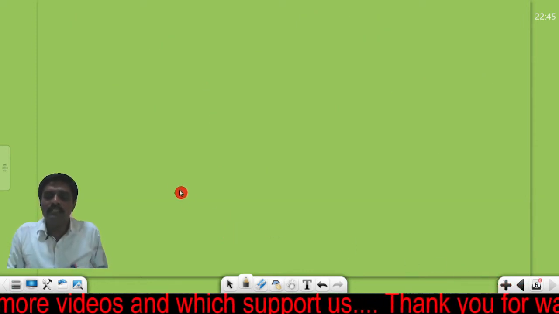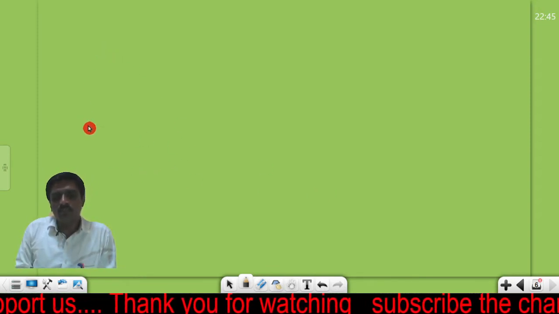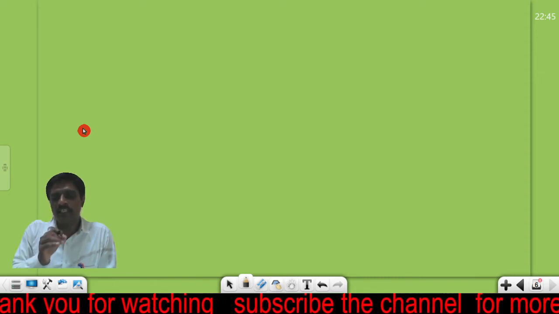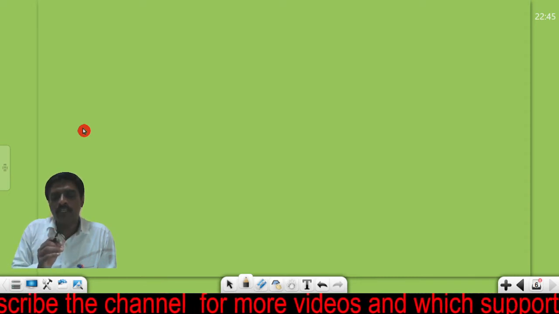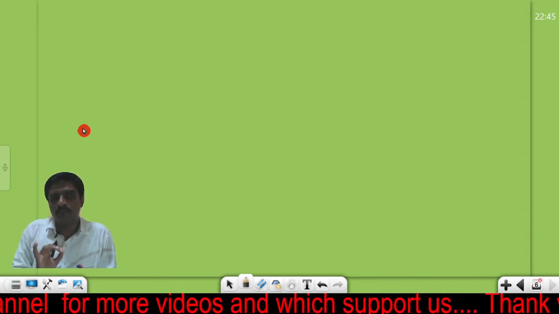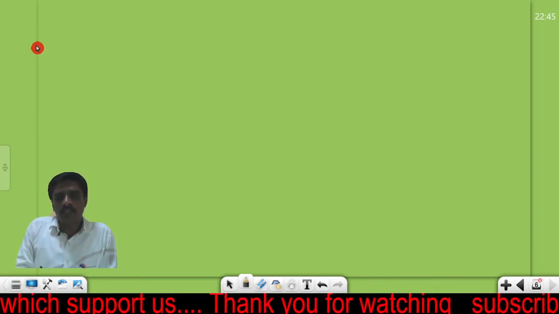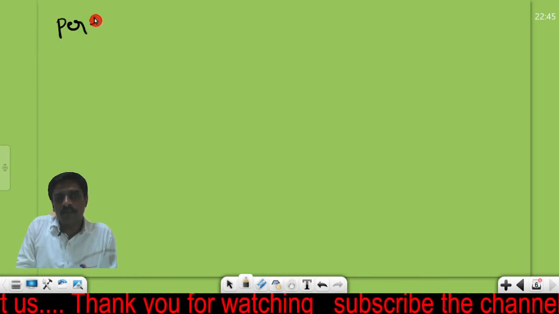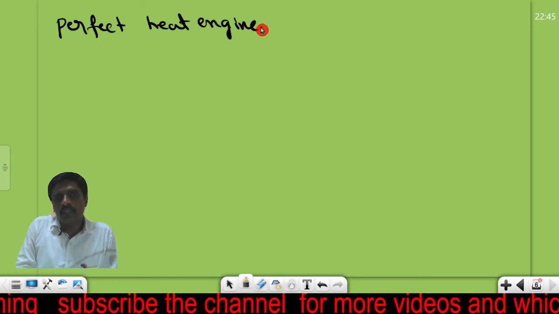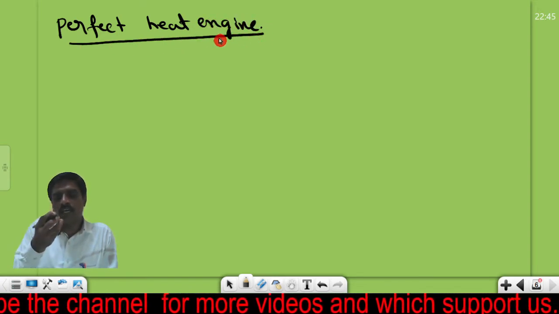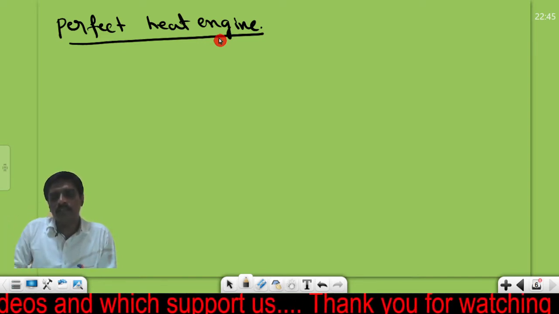Now, in the cyclic process, if a heat engine is working, and the total amount of heat energy taken by the heat engine is converted to work, then that heat engine is called a perfect heat engine. So we are taking a perfect heat engine. Perfect heat engine means the amount of heat which is absorbed from the source is identically the same amount of work converted by the heat engine.